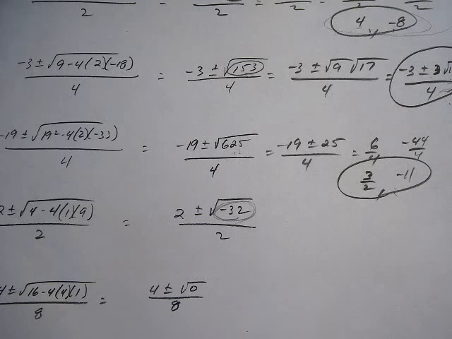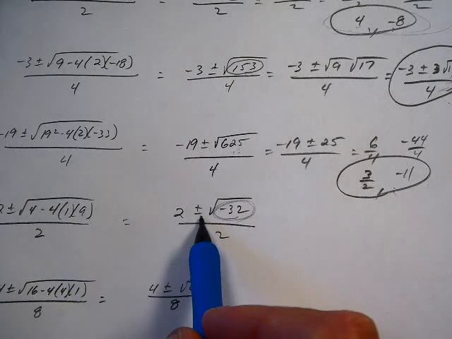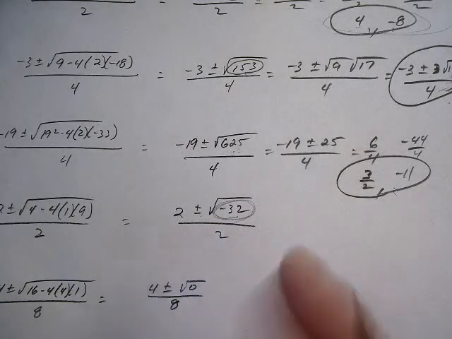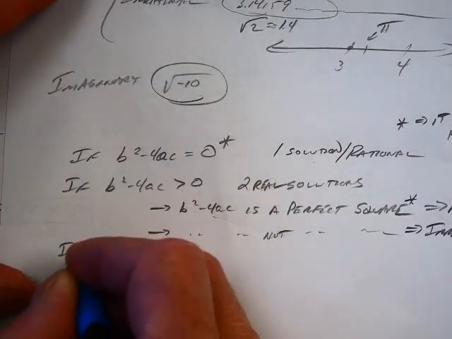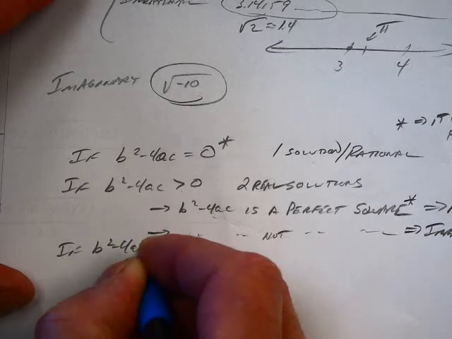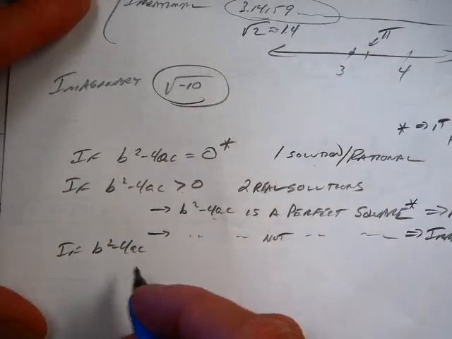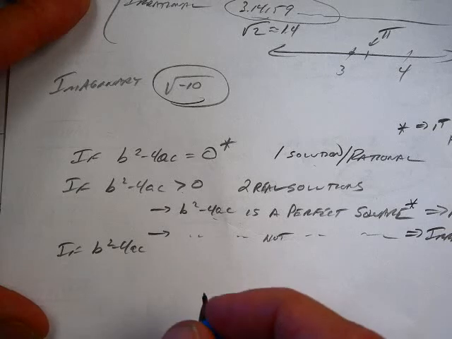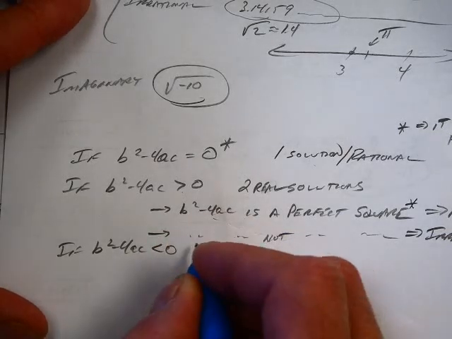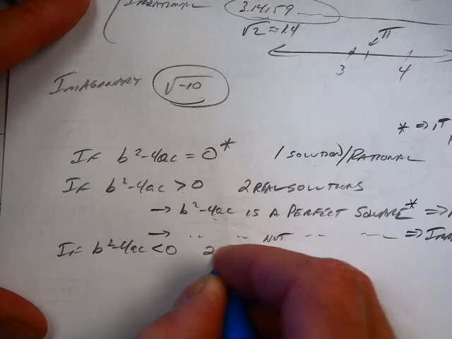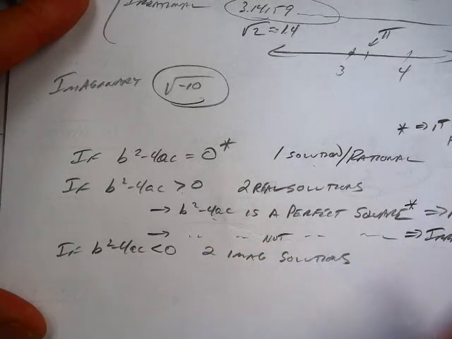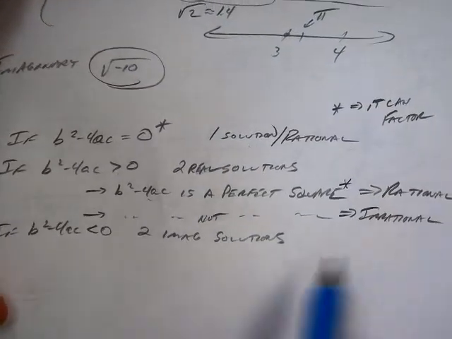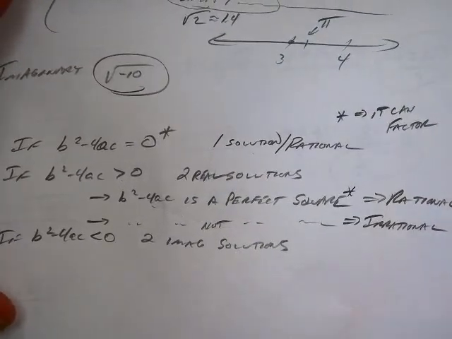If I have a negative there, what's that tell us? Imaginary. How many imaginary answers? Well, in this case, there's going to be two. There's always going to be two imaginary solutions. Okay? So our last case scenario that we need to take a look at, if b squared minus 4ac, what's that called again, I forget? Discriminant. Okay? If it's less than 0, then I have two imaginary solutions.